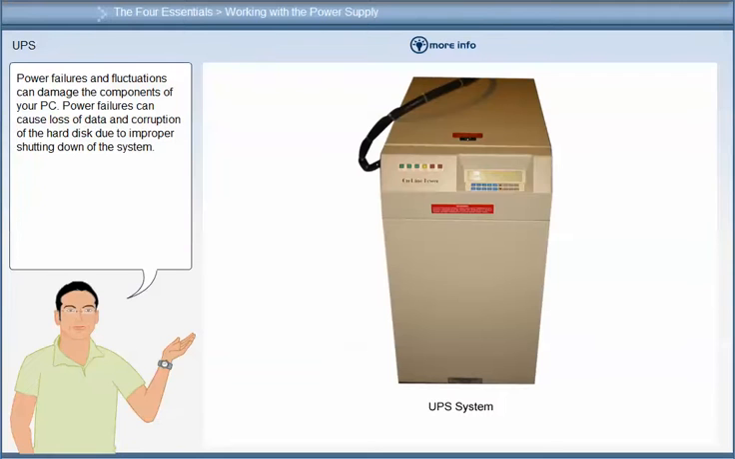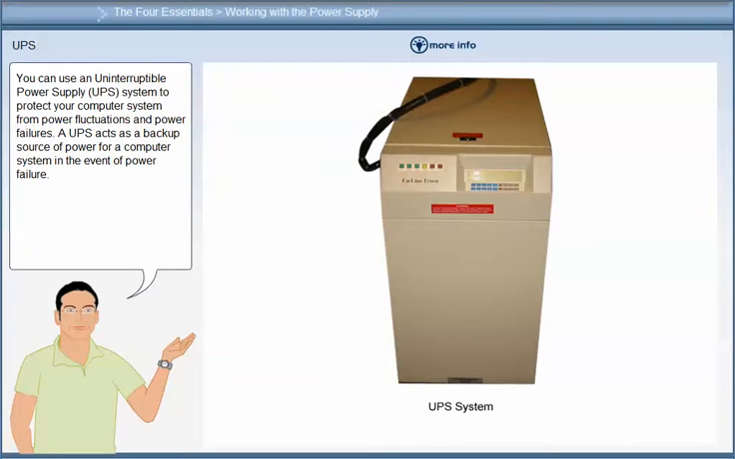Power failures and fluctuations can damage the components of your PC. Power failures can cause loss of data and corruption of the hard disk due to improper shutting down of the system. You can use an uninterruptible power supply system, that is, UPS system, to protect your computer system from power fluctuations and power failures.